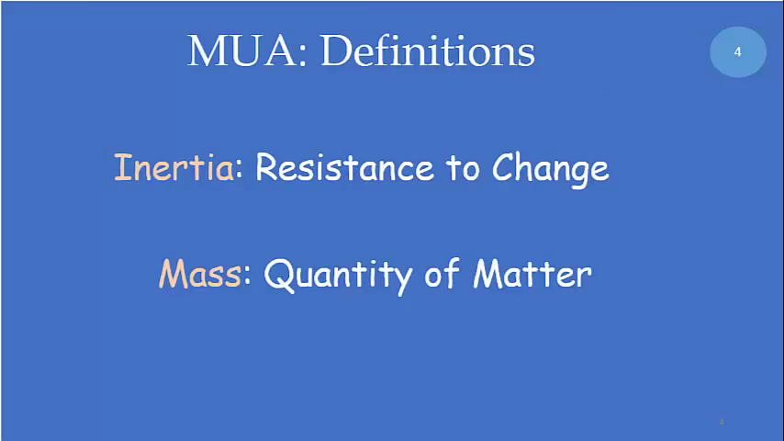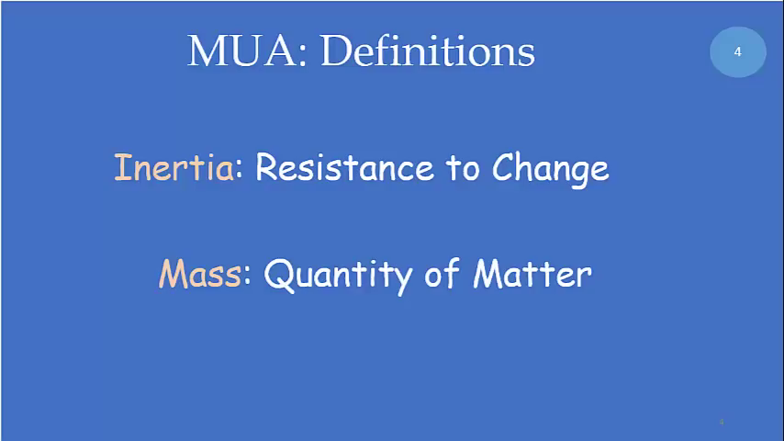In MUA, inertia is simply defined as resistance to change. This is the only definition of inertia required by MUA. And mass is defined as a quantity of matter. This is the way mass is defined in chemistry, and so MUA adopts this definition. A 1 kilogram mass of copper, for example, is a quantity of matter occupying a volume of space.